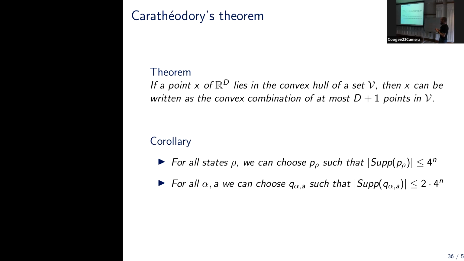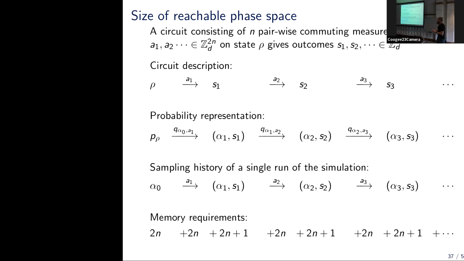So, for example, for a system of n qubits, we're in a 4 to the n dimensional space of Hermitian operators. We can choose the representation of the input state such that the support has size no more than 4 to the n. And we can do the same thing for the updates under Pauli measurements. We can choose the probability distributions so that the support is size no more than 2 times 4 to the n. In this case, the 2 is because there are 2 possible measurement outcomes. So supposing we do this, we can count how many phase point operators we can reach.